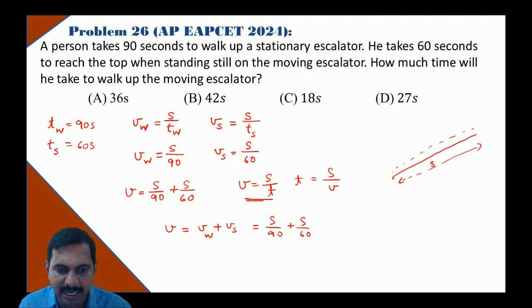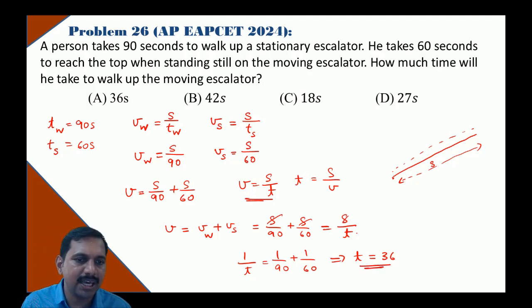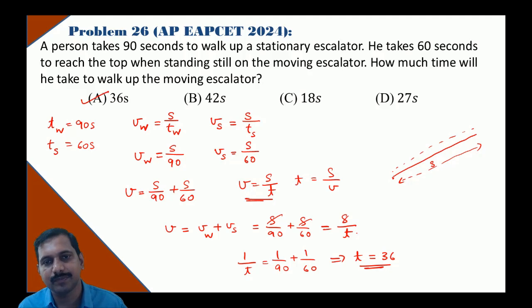What is asked is time. Now this V is S by time taken. That we have to substitute. Now S gets cancelled everywhere, and we have 1 by time is equal to 1 by 90 plus 1 by 60. Right. So now when we calculate T from this by using simple algebra, we get T is equal to 36. Right. So the answer is A, 36 seconds.